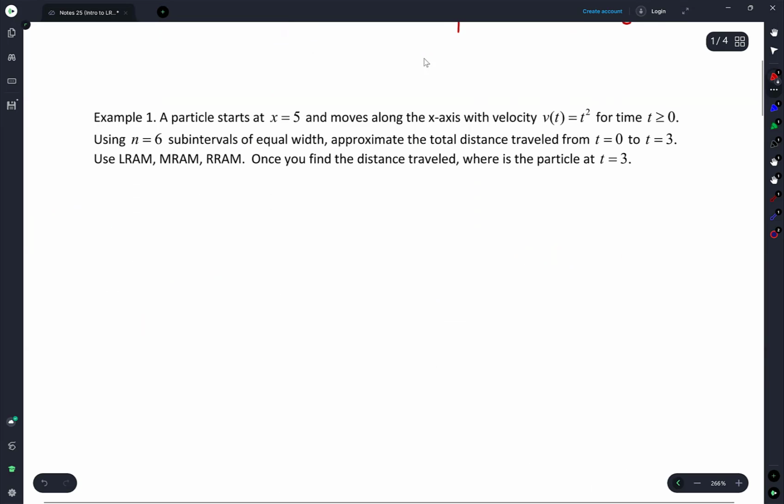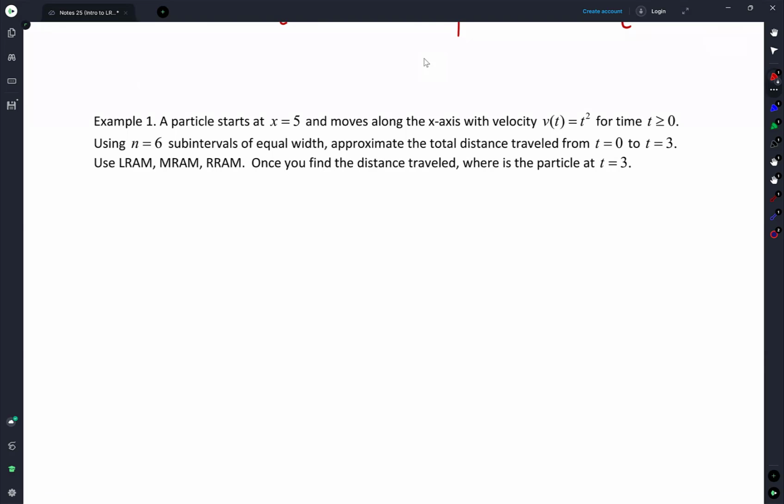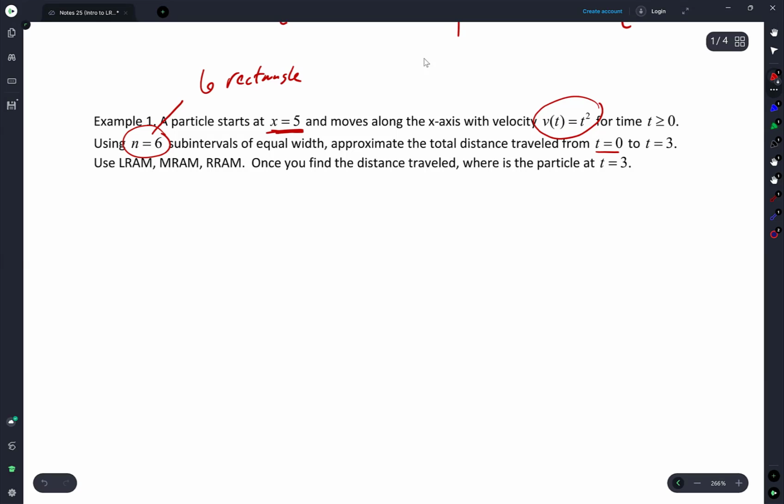All right, example 1. A particle starts at x equals 5, so I'm at position 5, and moves along the x-axis with velocity. So this is going to tell me my velocity time curve, right? For a time t greater than or equal to 0. Using n equals 6, so this means to use 6 rectangles, subintervals of equal width, approximate the total distance traveled between t equals 0 and t equals 3. Use LRAM, MRAM, RRAM. Once you find the distance traveled, where is the particle at t equals 3?